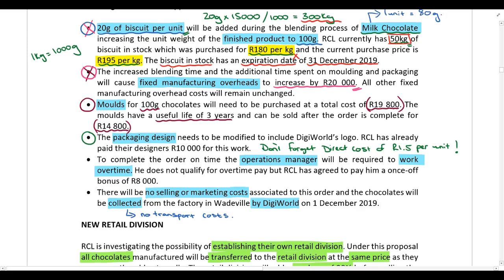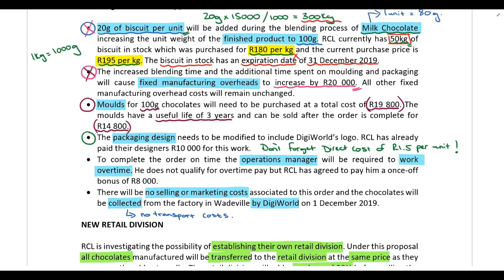So the cost that's going to affect our calculation is the net cost. They're going to spend 19,800 Rand, but after the order is complete, they'll be able to recoup 14,800. So the net effect is these molds will only cost them 5,000 Rand. So that's the relevant cost that we are going to include in our calculation.